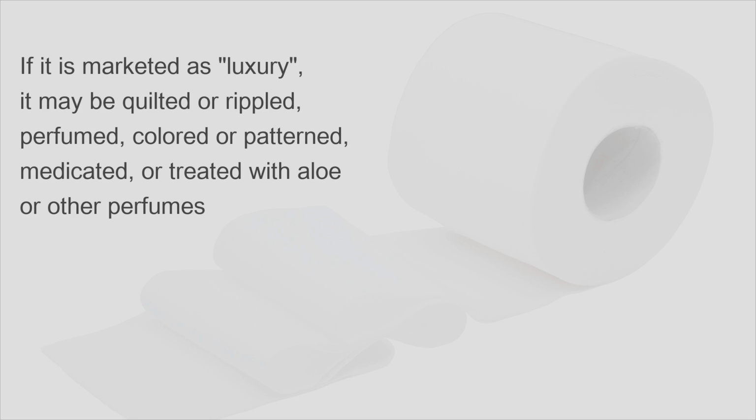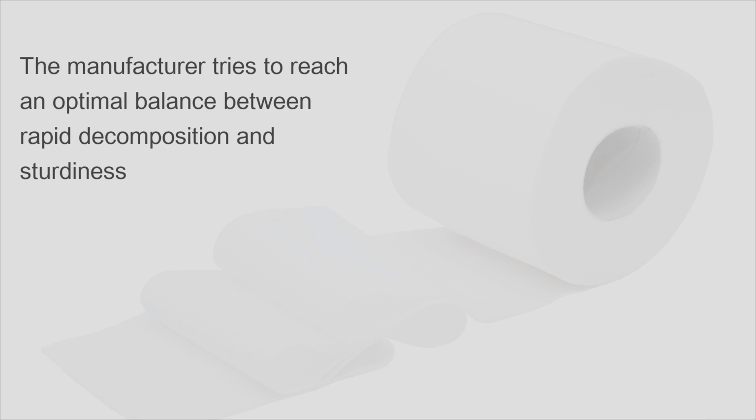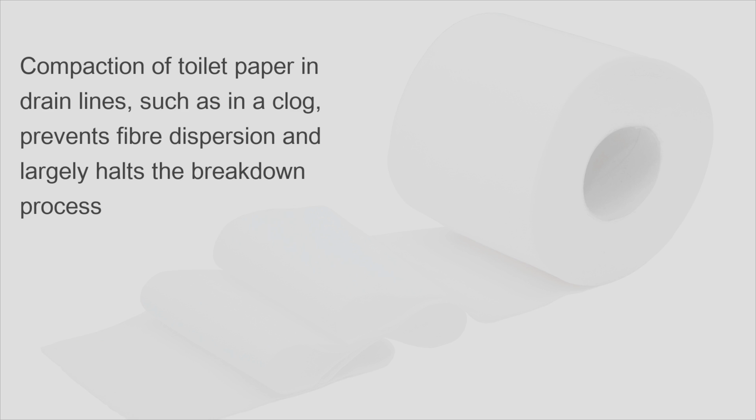aloe or other perfumes. In order to advance decomposition of the paper in septic tanks or drainage, the paper used has shorter fibers than facial tissue or writing paper. The manufacturer tries to reach an optimal balance between rapid decomposition and sturdiness. Compaction of toilet paper in drain lines, such as in a clog, prevents fiber dispersion and largely halts the breakdown process.